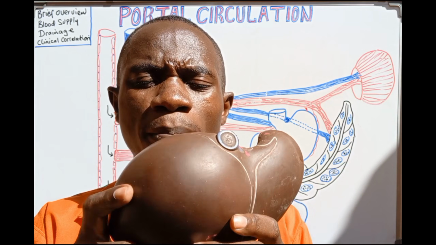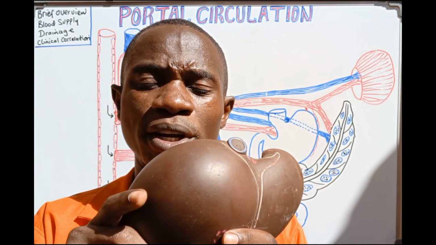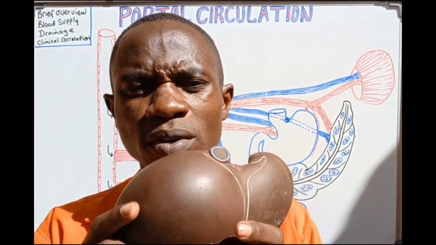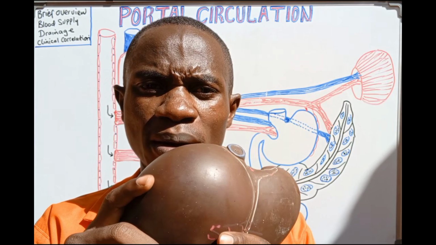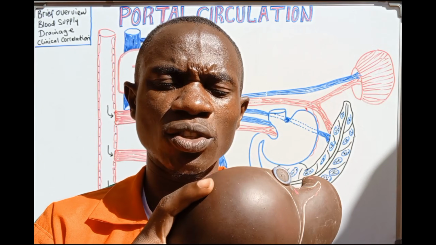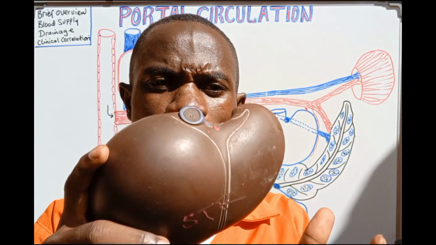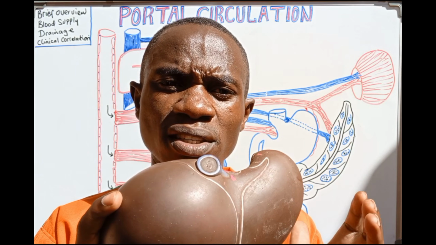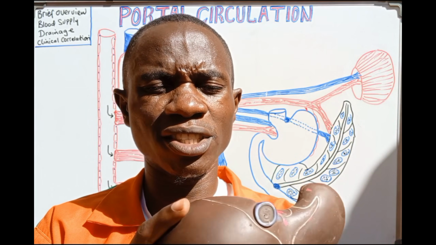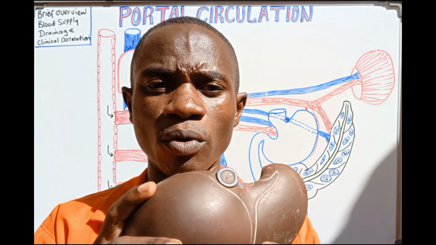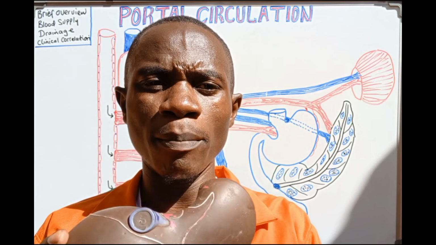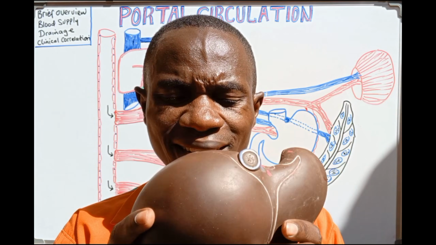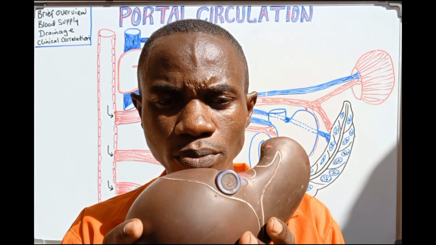It accounts for about 2% of the total body weight, and the liver weighs approximately 1.5 kilograms, though of course it varies between male and female. In males, it is slightly heavier, approximately 1.6 kilograms, while in females, it is generally around 1.3 kilograms. But the average is close to 1.5 kilograms for a normal adult.